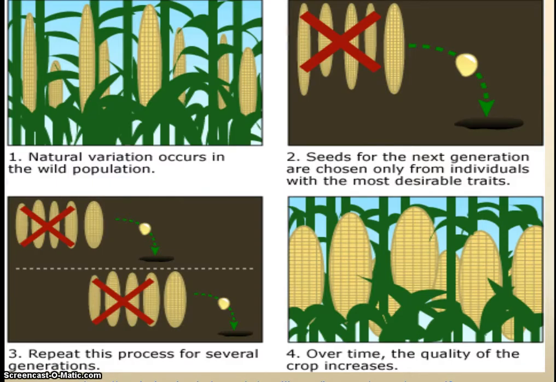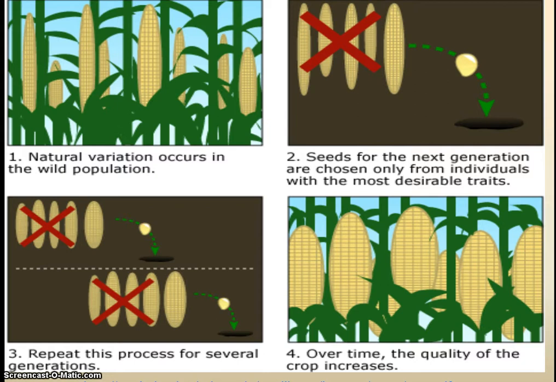Here's a great illustration of artificial selection. If you look up in picture 1, you see there's all sorts of natural variation just due to different genes in a wild population of corn. There are different sized ears. I'm sure the ears taste different. I'm sure there's different colorations of the kernels. I'm sure there's different heights of the stalks of corn. There's just all sorts of variety.